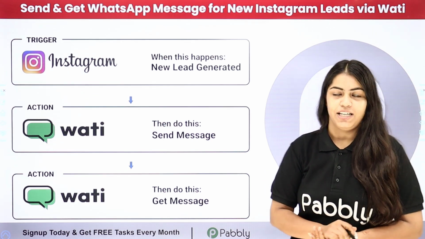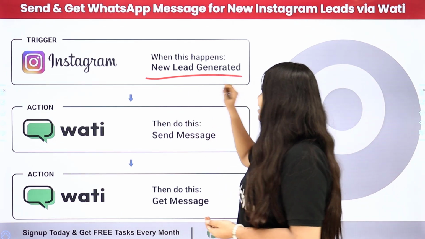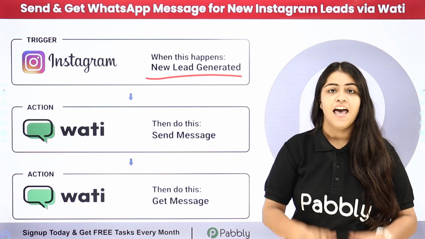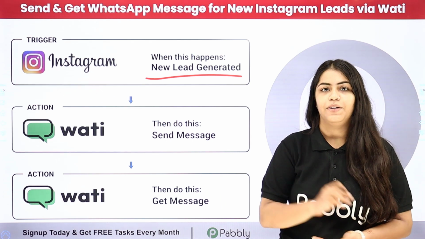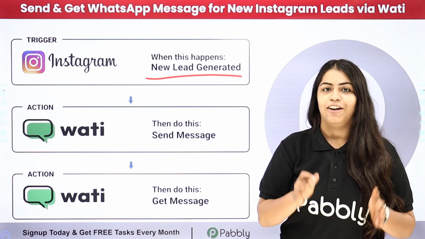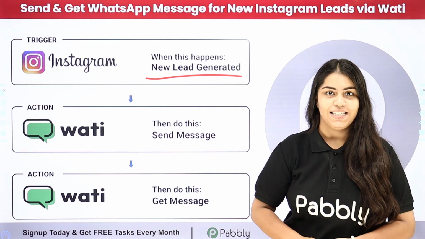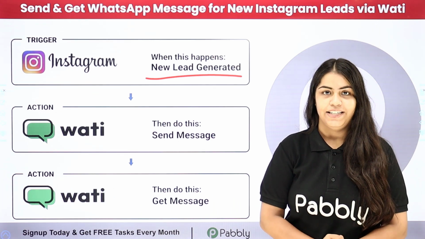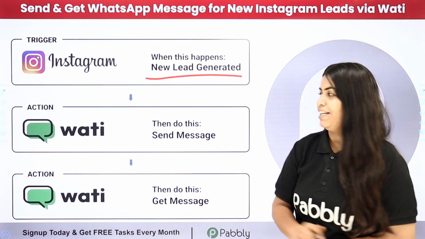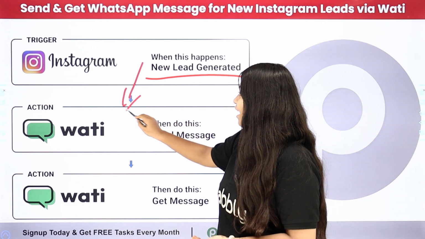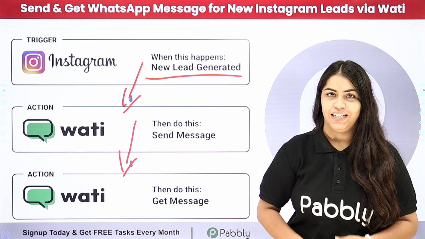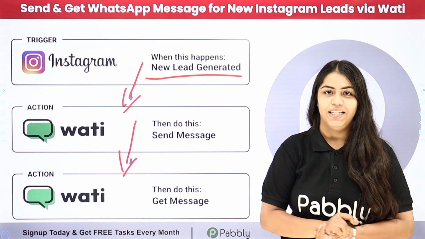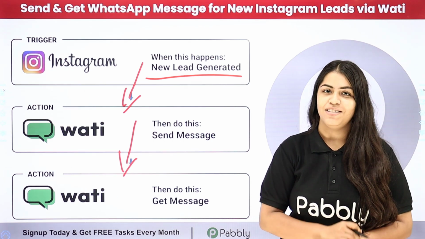So now what I want is that as soon as a new lead is generated with the help of my Instagram lead ads, an automated WhatsApp message should be sent to that lead, so that I don't lose a connection of my lead. And also my team should get a WhatsApp message so that we can nurture that lead. So to do this, we are going to create a connection between Instagram lead ads and Wati. To create this connection without knowing any programming or coding language, we are going to use Pabbly Connect. It is an amazing automation software.